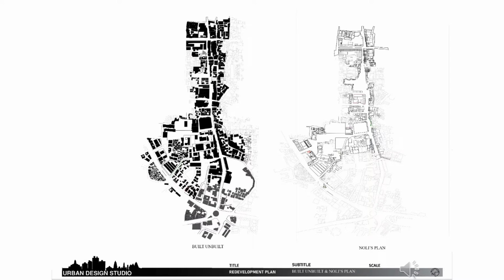Built and unbuilt mapping allows us to understand the relationship between the solid mass and open areas in a city, whereas open space plan mapping allows us to understand the access to public spaces.